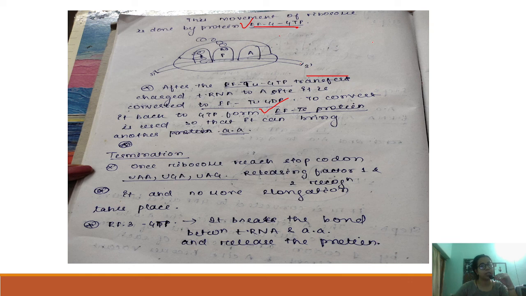Now the elongation process is completed. As the ribosome keeps on moving, when it comes to a sequence called UAA, UAG, or UGA, these are the three termination codons. Then releasing factor 1 and factor 2 bind, and no more elongation can take place. And RF3, that is releasing factor 3, uses GTP, and it will break the bond between the amino acid and the tRNA, and the protein will be released out.